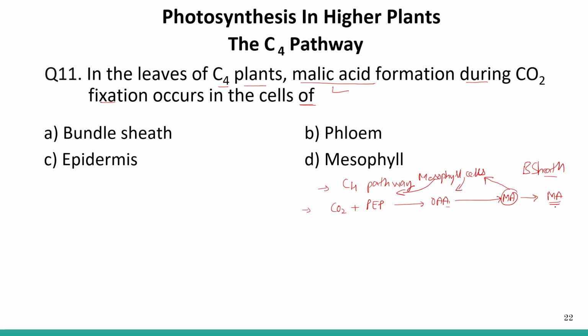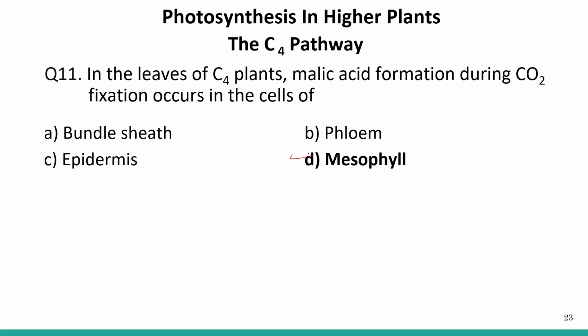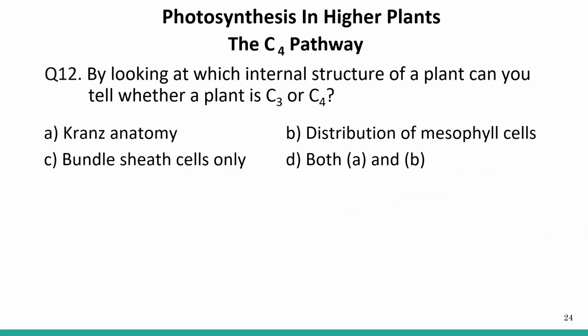Okay, then what happens? Malic acid is decarboxylated, and carbon dioxide is released plus pyruvic acid. Pyruvate is formed. Now this carbon dioxide can be utilized in the production of carbohydrates by the C3 cycle. Okay, here the Rubisco enzyme is present in the bundle sheath cells. So what should be the answer here? Options are bundle sheath, phloem, epidermis and mesophyll. What should be the answer? Option D is the correct answer. Malic acid is produced in the mesophyll cells.